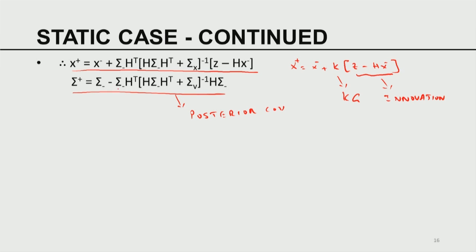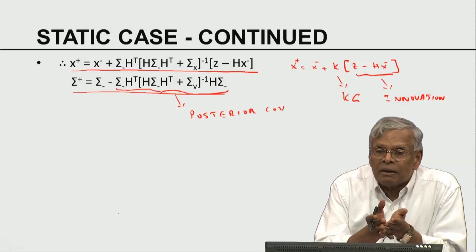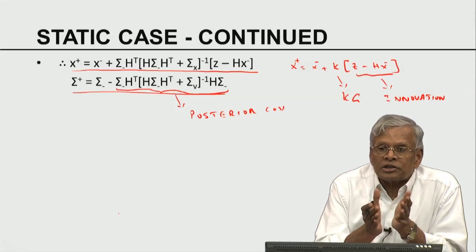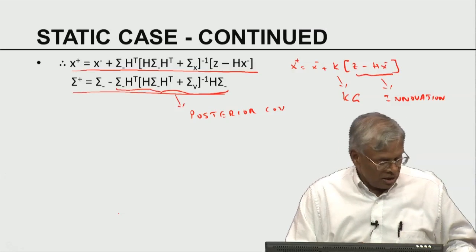Again, you can see the posterior covariance subtracts a matrix from the prior covariance. So the posterior covariance is smaller than the prior. That means after combining the prior and the new information, I have reduced the uncertainty in my estimate. That's why the posterior estimate is better, and this is the reason why the posterior mean is optimal within the context of the Bayesian framework.